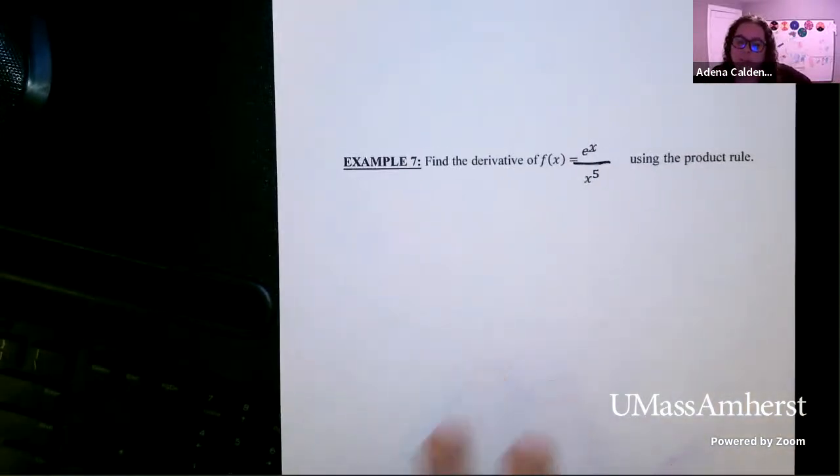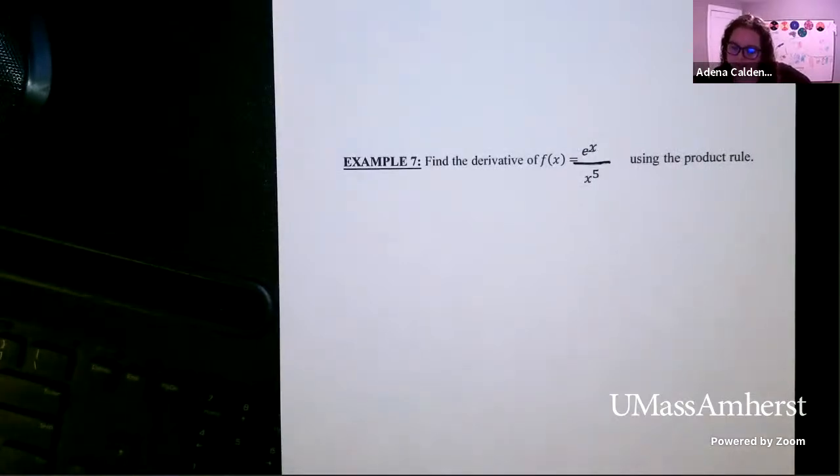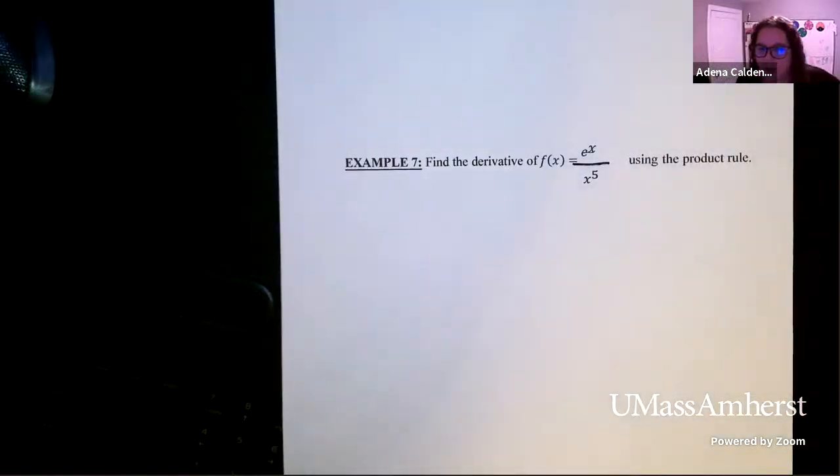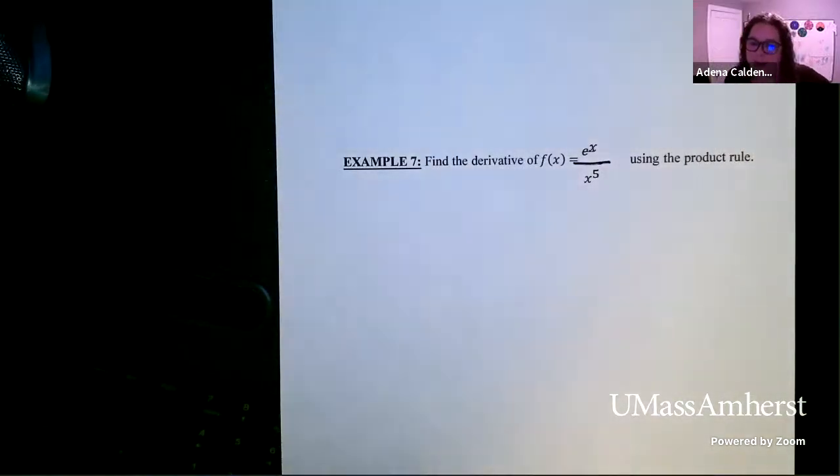So the first step is thinking about how can we rewrite this function so that we have two things multiplied together. And my hint for that is that we don't want to have a function in the denominator. So think about how to get that term out of the denominator. And once you do that, you should be in a good setup to do a product rule.